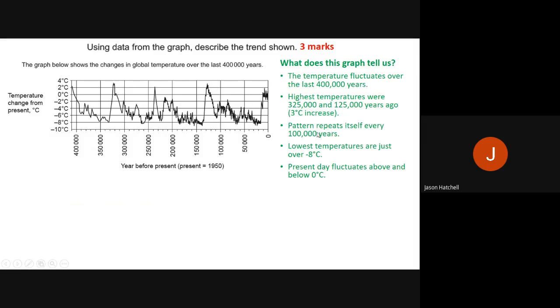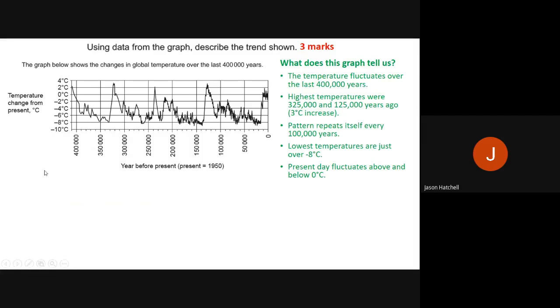The pattern repeats itself every 100,000 years. Okay, so what I've said is roughly every 100,000 years, take this point to this point. What we see is the same trend. So it goes really high and then it falls down towards -8. And it goes really high again, it falls down towards -8. Then it goes really high again and falls down towards -8. So what we're seeing is every 100,000 years, the same thing happens.